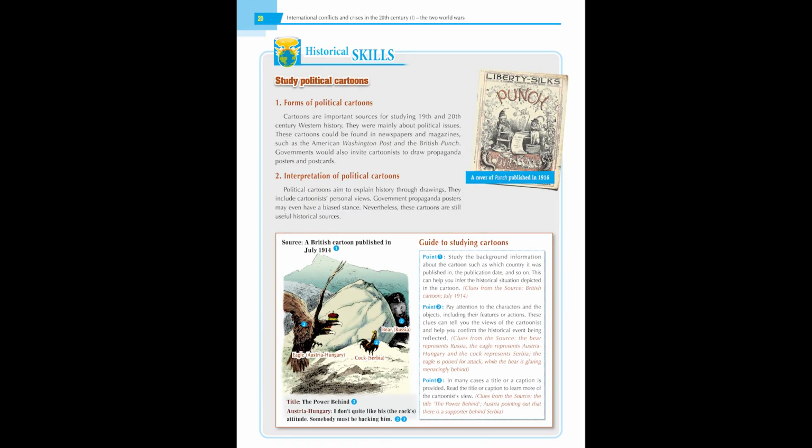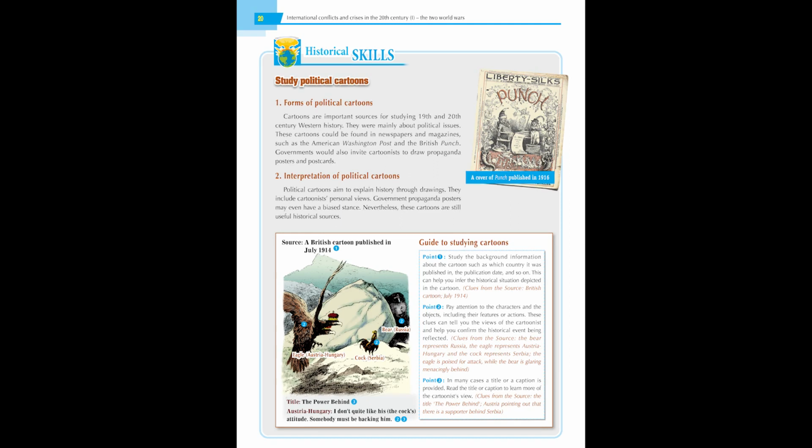Historical skills. Study political cartoons. 1. Forms of political cartoons. Cartoons are important sources for studying 19th and 20th century Western history. They were mainly about political issues. These cartoons could be found in newspapers and magazines such as the American Washington Post and the British Punch. Governments would also invite cartoonists to draw propaganda posters and postcards.